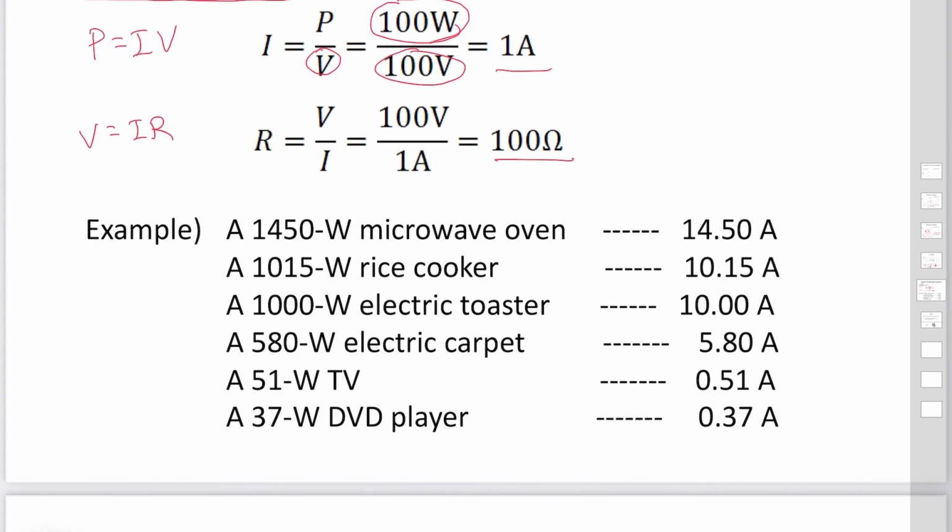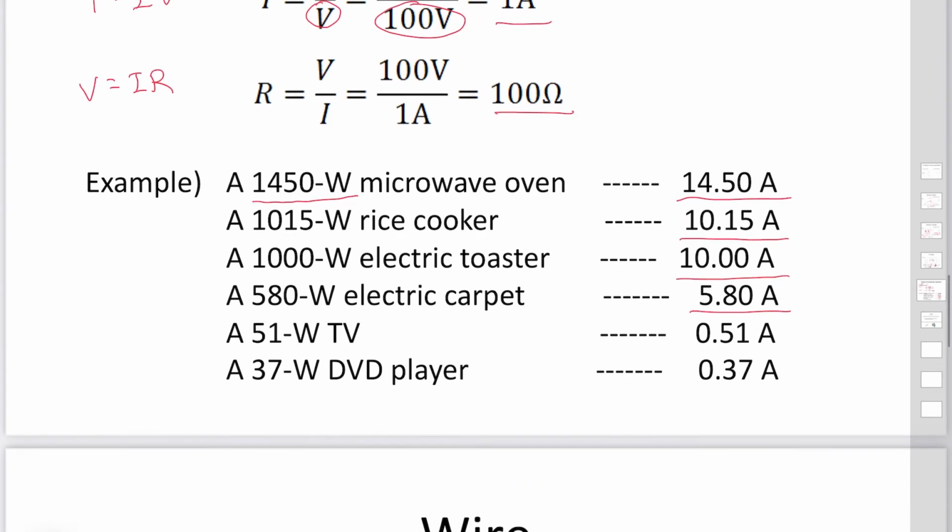For example, in the case of microwave ovens, 1450 watts divided by 100 volts, you can find the current flowing in the microwave oven to be 14.5 amperes. Rice cookers, 10.15 amperes. Electric toaster is 10 amperes. Electric carpet is 5.8 amperes. TV is 0.51 ampere. DVD players is 0.37 amperes.